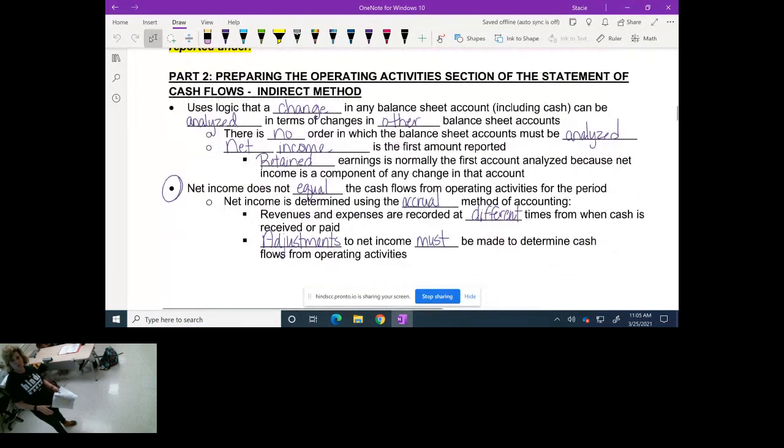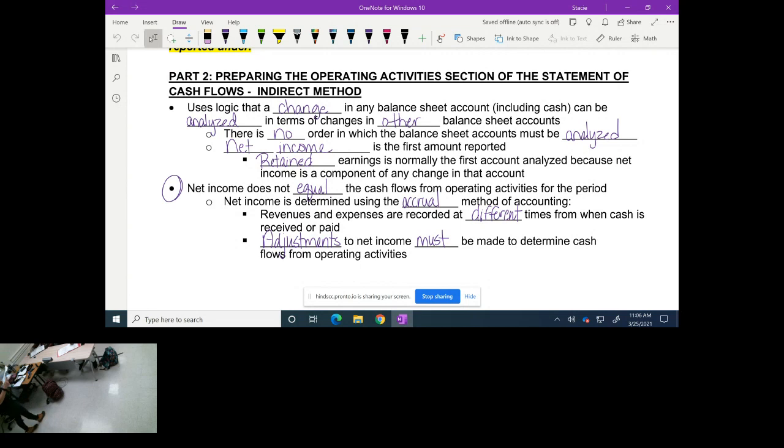All right, so part 2. Y'all should have these filled in as well, but we'll just go through them. You're supposed to do this for homework. So we're going to look first. There's 3 sections to this cash flow statement: operating, investing, financing. We are going to look at them one at a time.